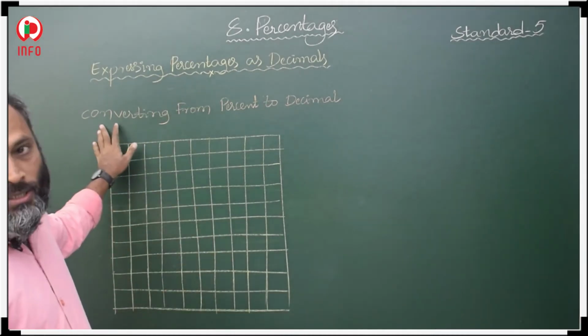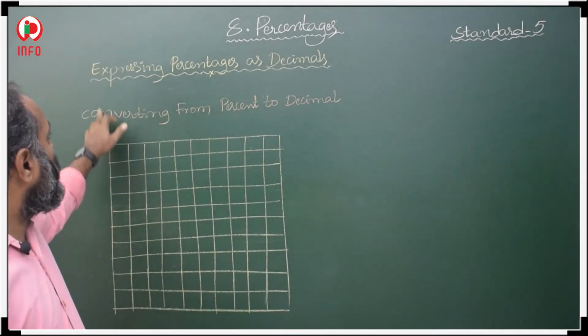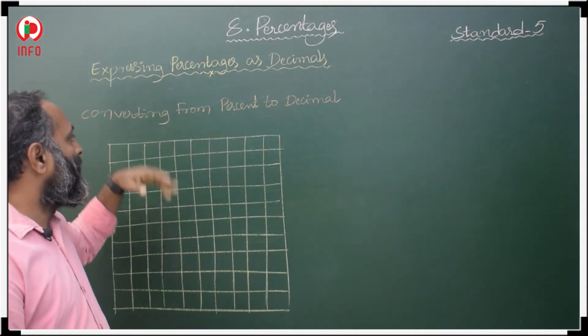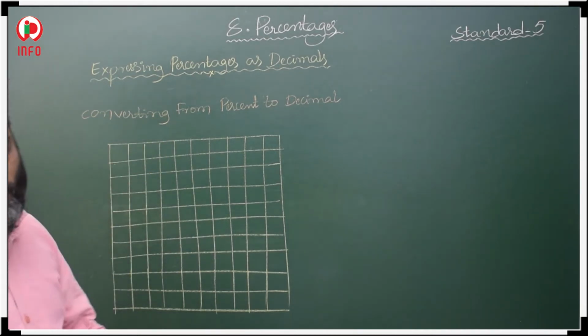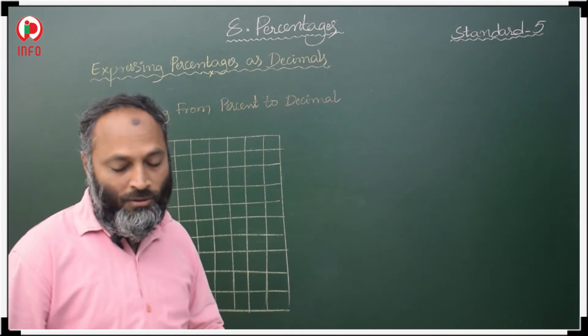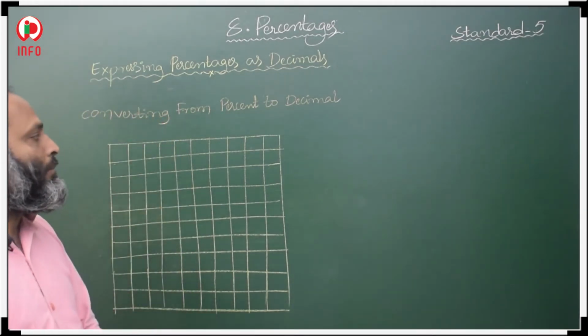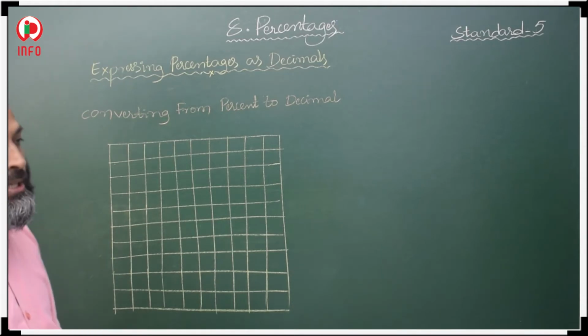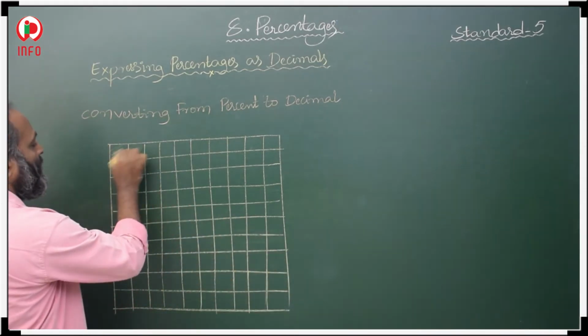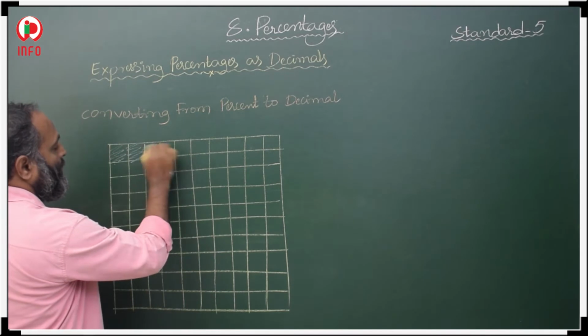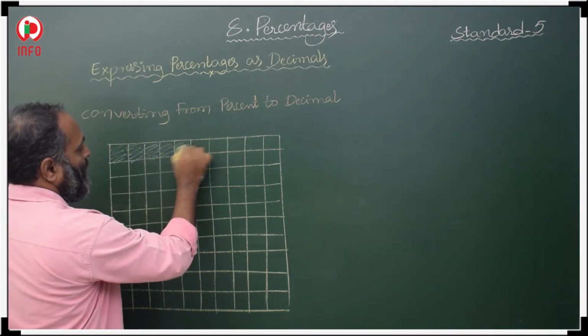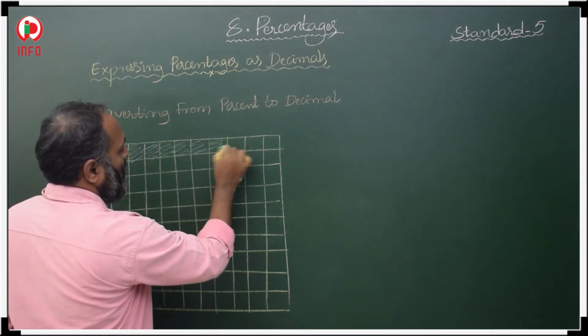Now see here, next concept. Now expressing percentage as decimal. How to express a percentage as a decimal, that is, converting from percentage to decimals. See here, first we have to shade 50 boxes, 50 grids.